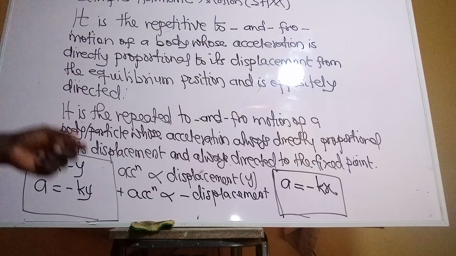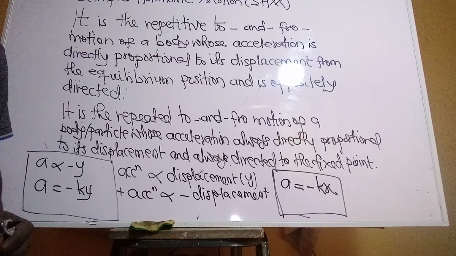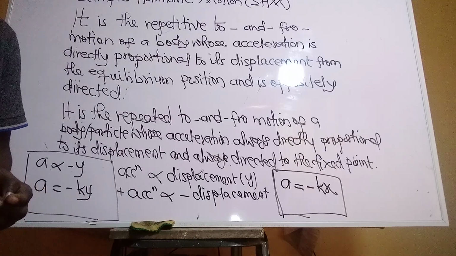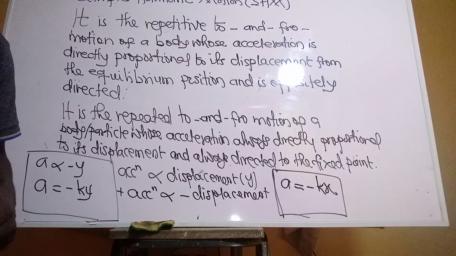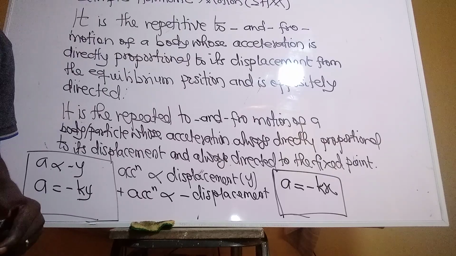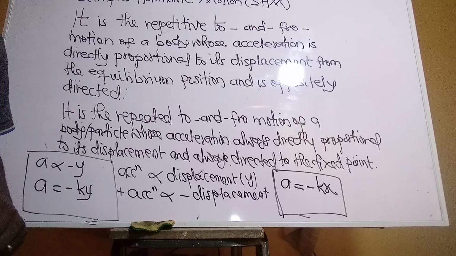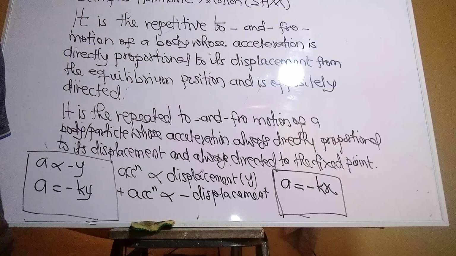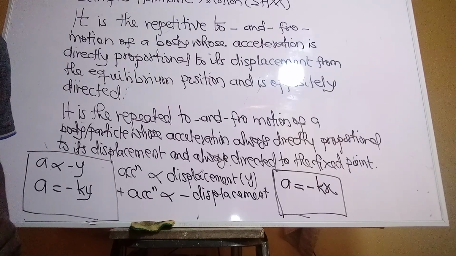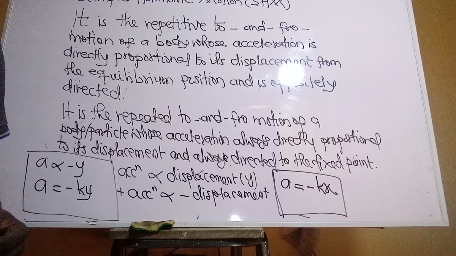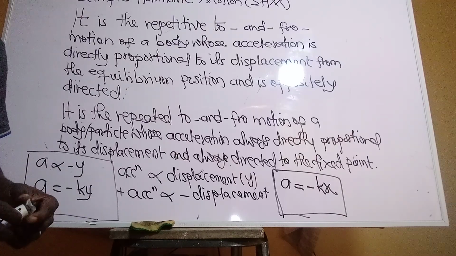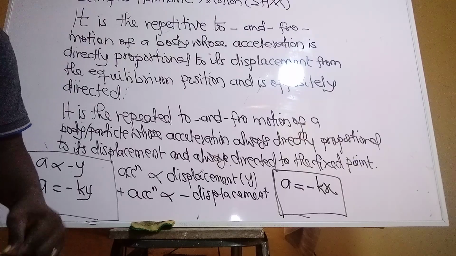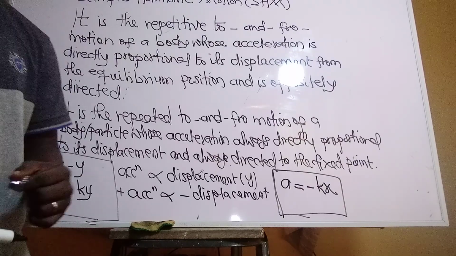And note that all examples of oscillatory motion are examples of simple harmonic motion. So the motion of the simple pendulum, the motion of a bifilar suspension, the motion of a compound pendulum, the motion of a cantilever, the motion of a loaded or weighted spring, the motion of a loaded test tube in water, the motion of a liquid in a U-tube are all examples of simple harmonic motion. In fact, they are all examples of oscillatory motion and also examples of simple harmonic motion.